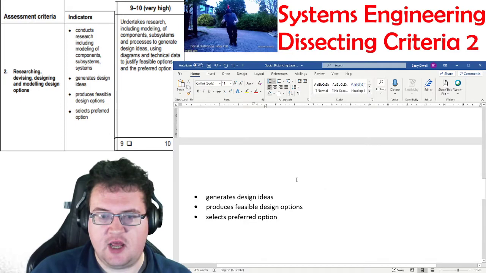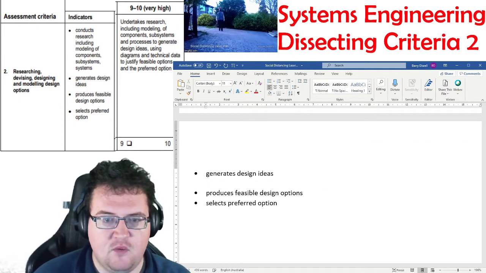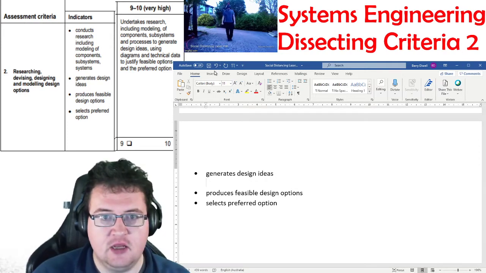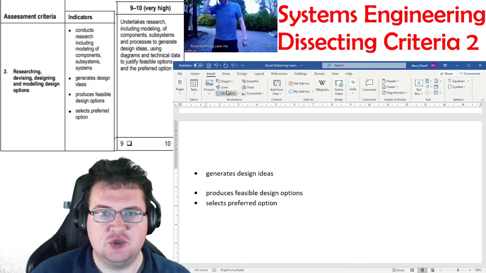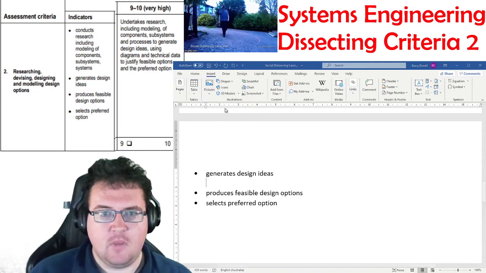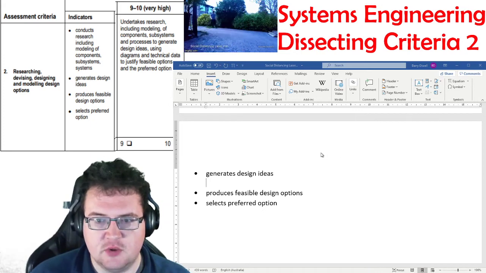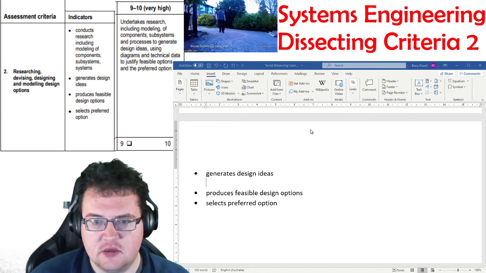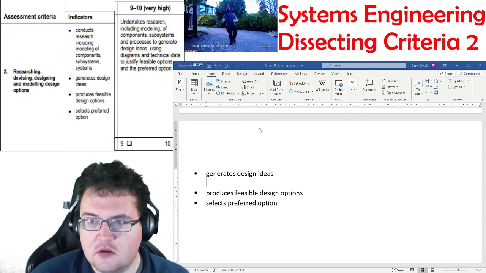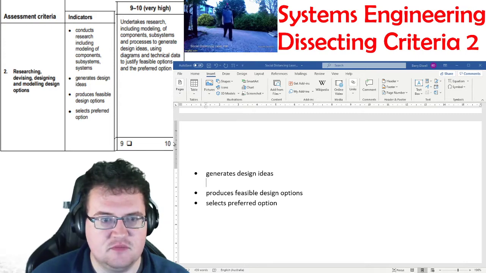So if we scroll down, generating design ideas. So I actually came up with a picture that I happened to draw. I'm trying to think when I drew it. I believe I drew it live. I did do a live drawing of this, if I can find it, while I was at a different systems thing.